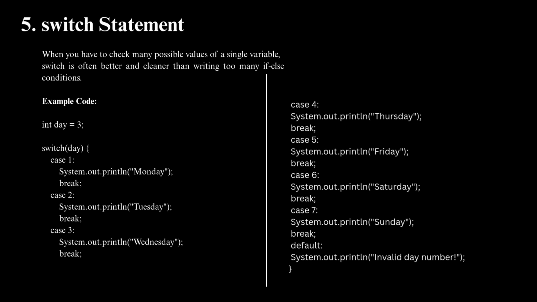And the next is the switch statement. When you have to check many possible values of a single variable, switch is often better and cleaner than writing too many if-else conditions. Here in the example, the variable day is compared with each case. When day is equal to 3, it matches case 3 and prints Wednesday. The break statement is very important. It stops the checking once a match is found. If no match is found, Java runs the default block.